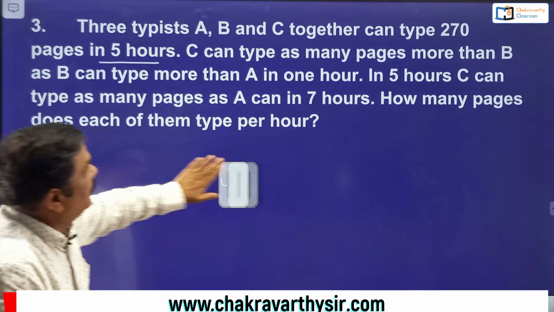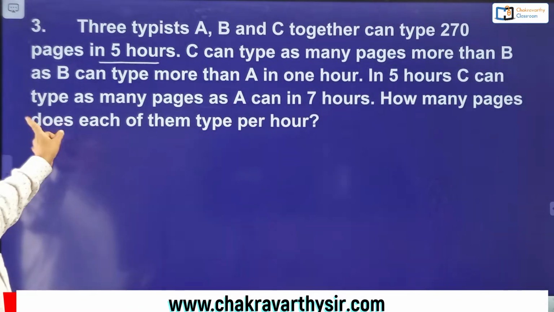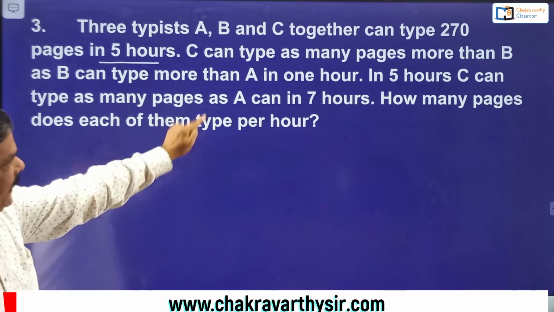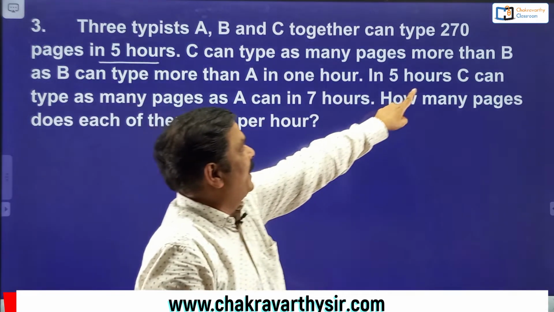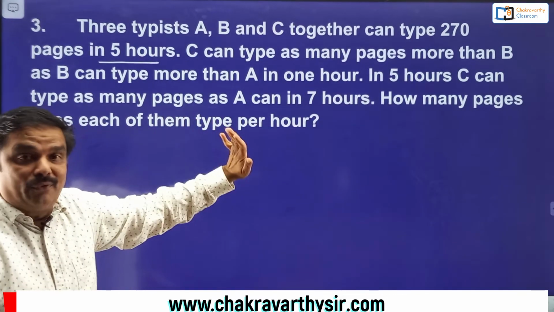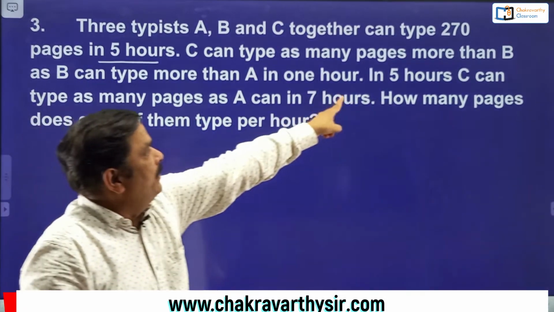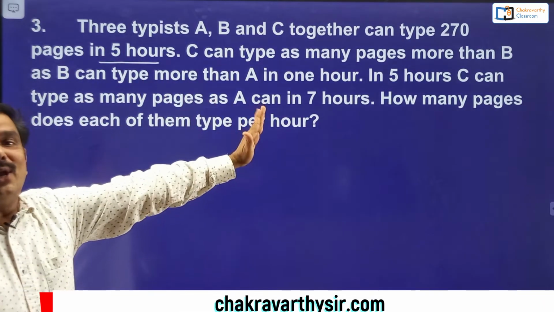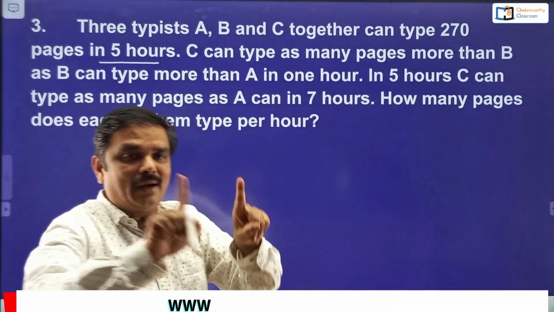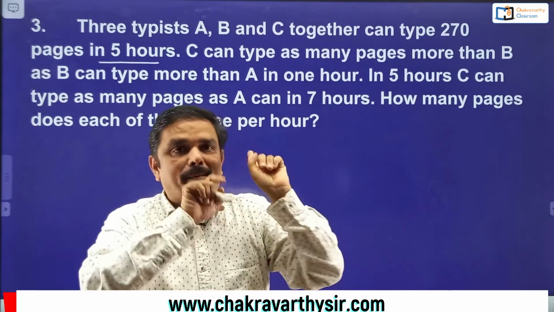Okay, right. Go for the next information. In 5 hours, C can type as many pages as A in 7 hours. Again, the comparison between A and C. Read it one more time, in the mind you have to do. In 5 hours, C can type as many pages as A can in 7 hours. The capacity of A and C has been compared.